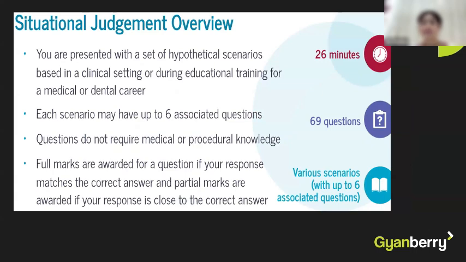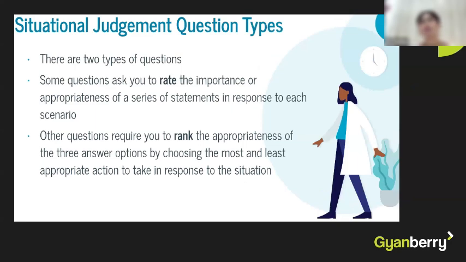As far as the scoring is concerned, you will be given full marks for answering the right question, but there will be partial marks for the next appropriate answer for that one. Now, there will be 2 kinds of questions in that. Number 1, you have to rate the importance or appropriateness of a series of statements in response to a particular scenario. And the second will be ranking the appropriateness of these situations.